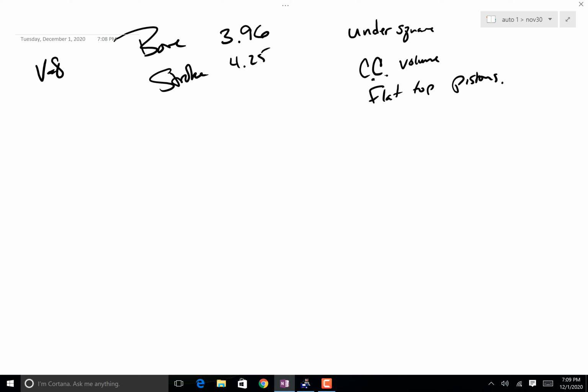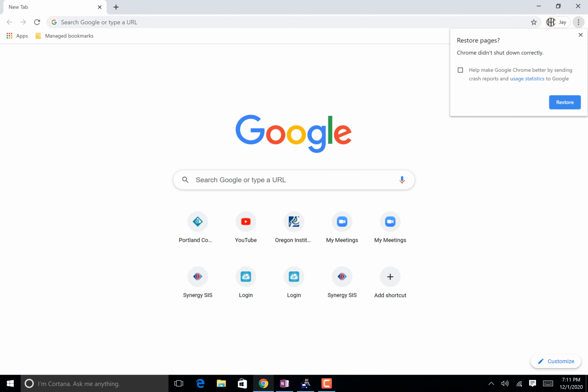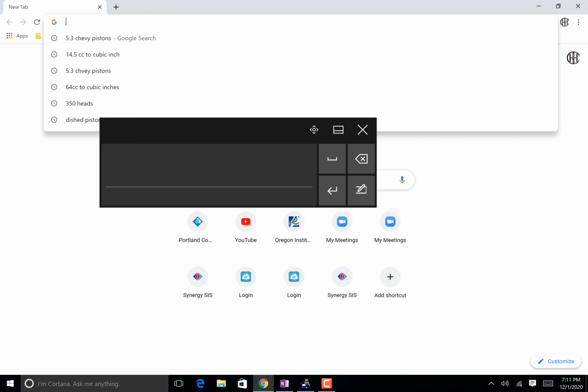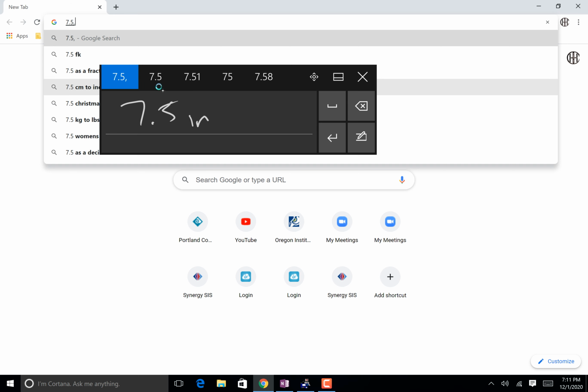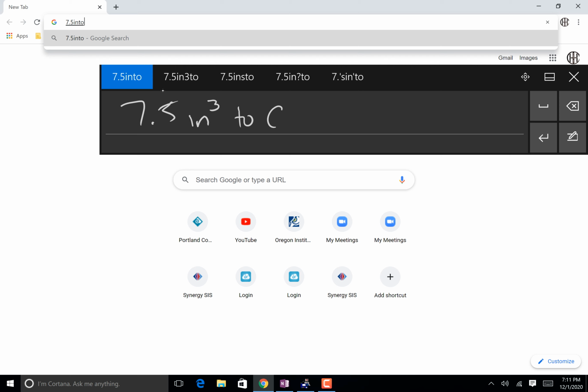Now, one moment, please, whilst I get my calculator fired up. I'm back. So the combustion chamber volume is, in this case, 7.5 cubic inches. Now, bear in mind that on the assignment, I may very well give it to you in cubic centimeters. So just for fun, let's do 7.5 inches cubed to CC.